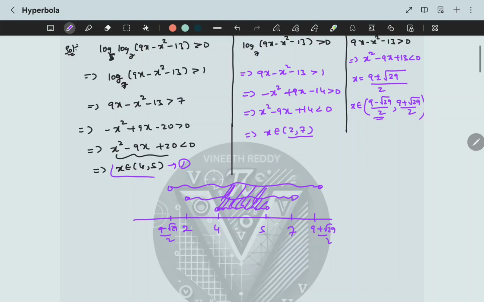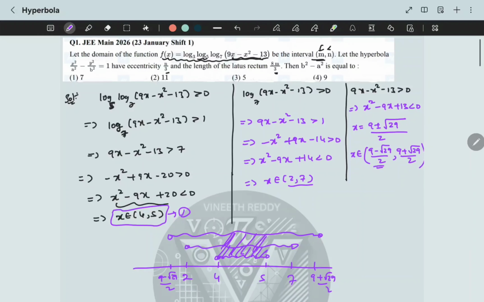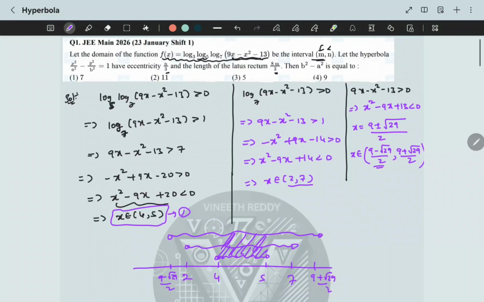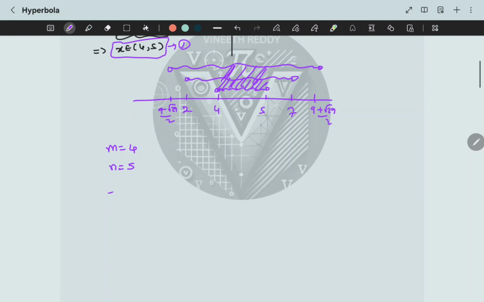That means x belongs from 4 to 5, right? This was an easy part, I think. So m comma n is nothing but m is 4 and n is 5, right? So based on this, let the hyperbola x square by a square minus y square by b square have eccentricity as n by 3. So what is the eccentricity? That should be 5 by 3.